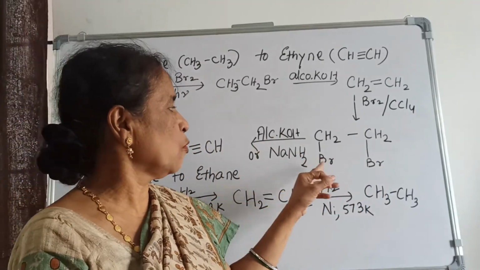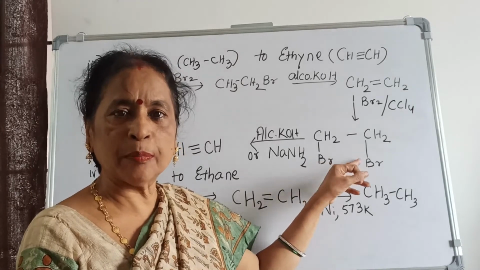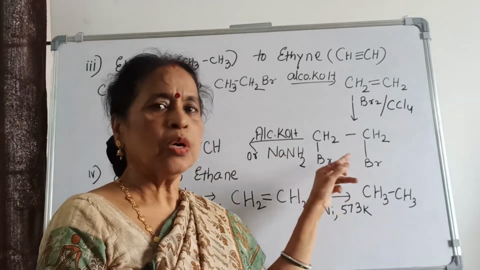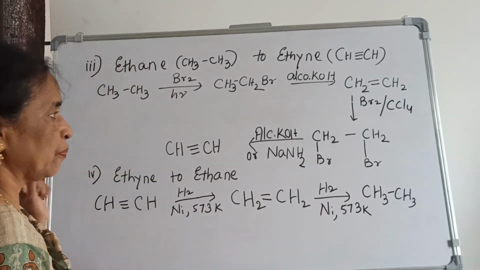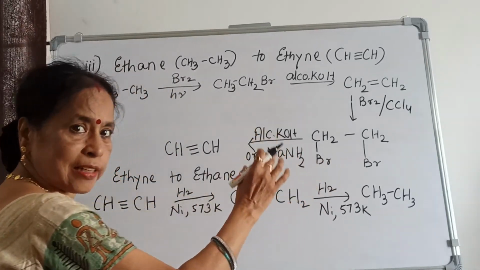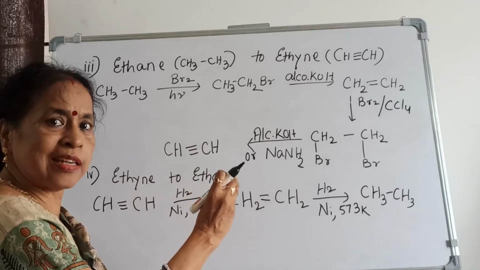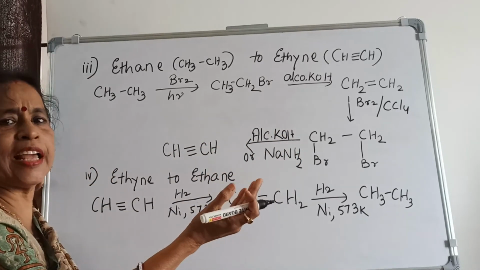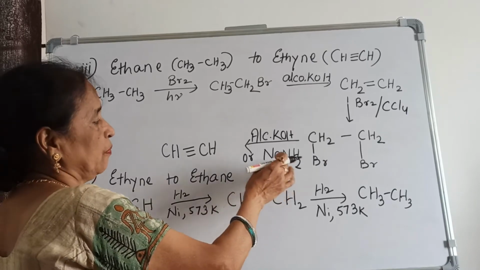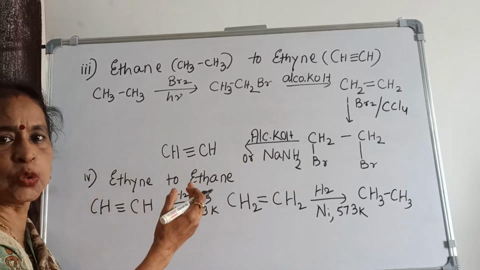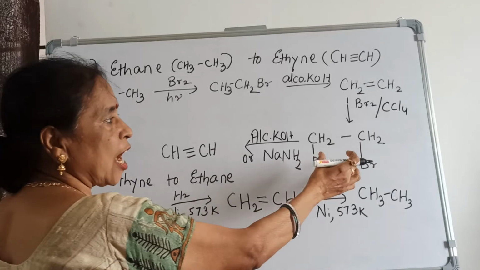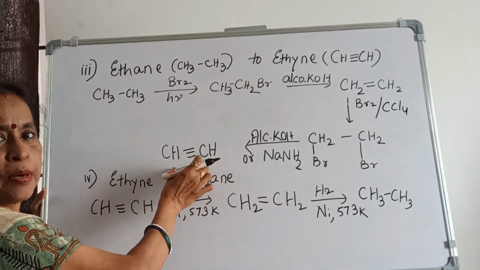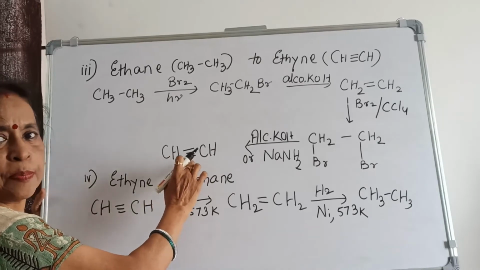So what is the name? 1,2-dibromoethane. Now 1,2-dibromoethane means 2 bromines are attached. Here you can take alcoholic KOH or you can take NaNH2, sodamide. Then what happens? It changes to a triple bond. Then how many carbon? 2 carbon. The 2 carbon changes to a triple bond, CH triple bond CH.